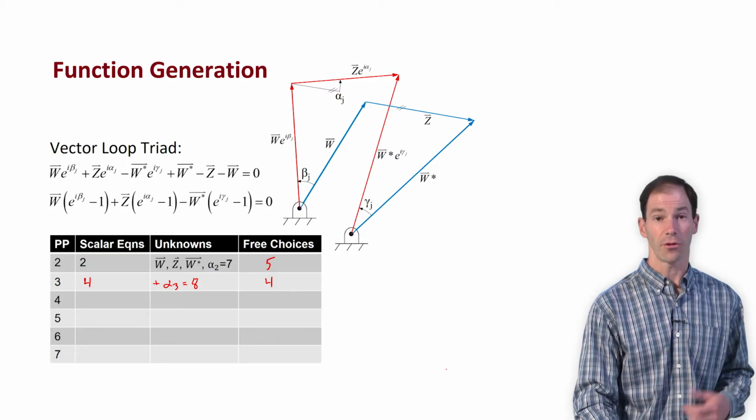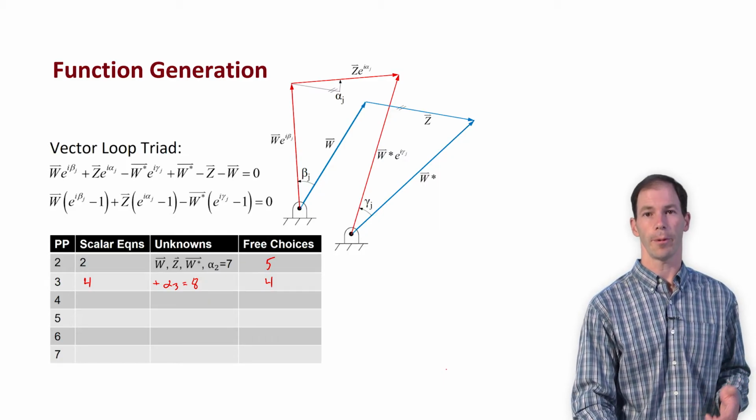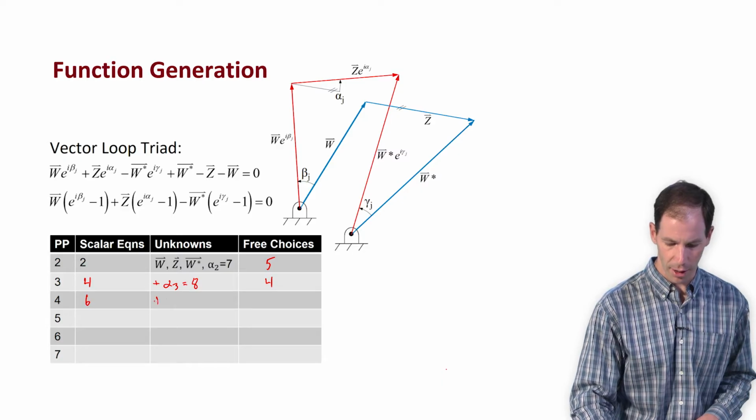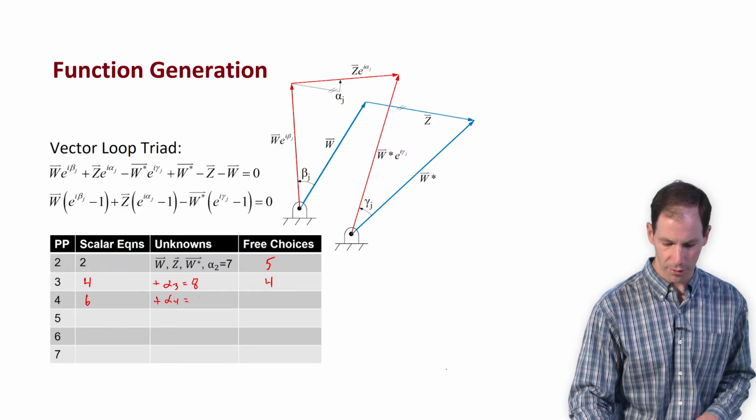And as I jump to 4 positions, I add one more vector loop equation, equivalent of 2 scalar equations. That takes me to 6. I add alpha 4. That takes me to 9.